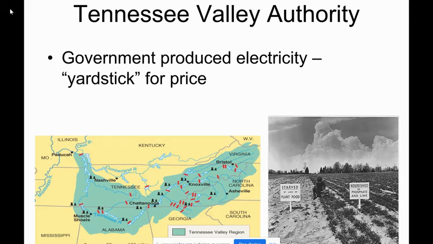It provided electricity. Most of these dams, if not all of them, had turbines that created electricity. And so this is a great example of rural electrification. That was a big part of FDR's program.